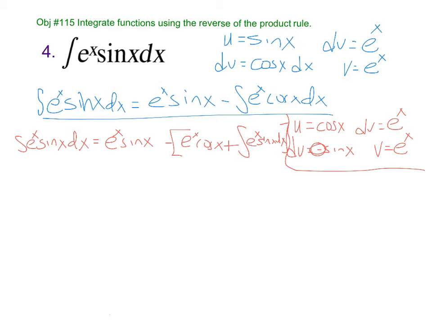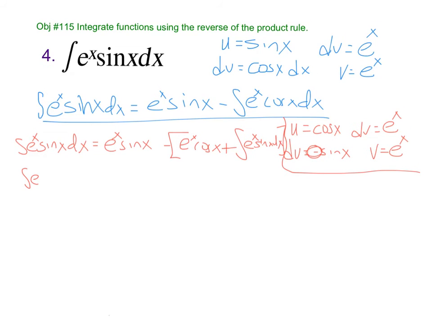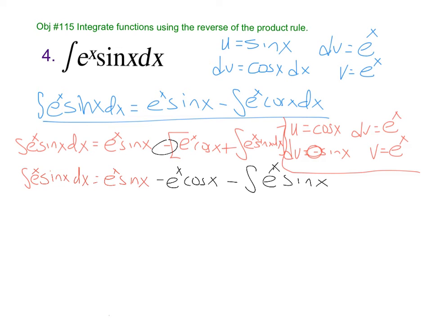Okay. So, again, I'm going to rewrite this. The integral of e to the x sine x dx equals e to the x sine x. And now I'm going to distribute the negative through this negative. So minus e to the x cosine x minus the integral of e to the x sine x dx. All right, so now look at this problem and tell me what you notice.